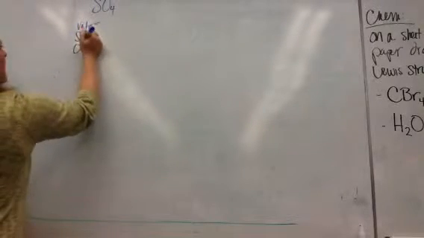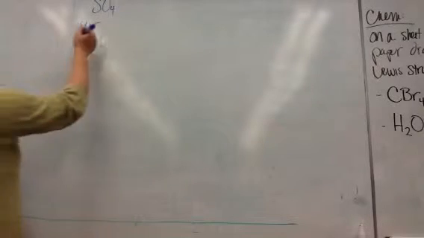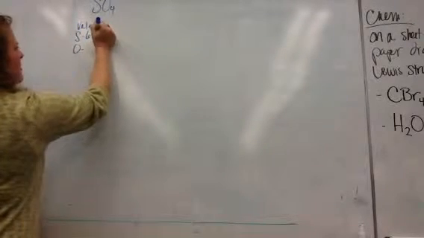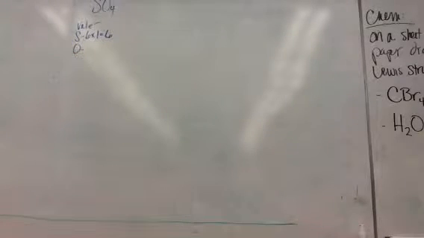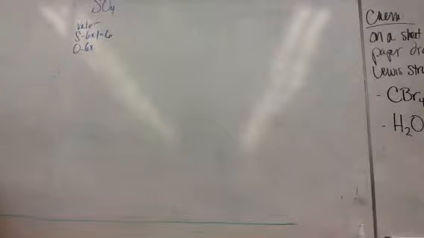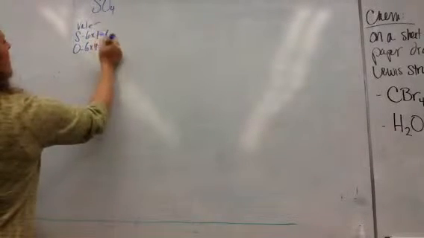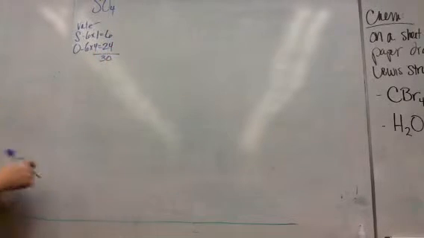So, sulfur, oxygen. How many valence electrons does sulfur have? Use your periodic table. 6. And how many sulfurs do we have? 1. How many valence electrons does oxygen have? 6. And how many oxygens are we dealing with? 4. Okay, that gives us a total of 30.